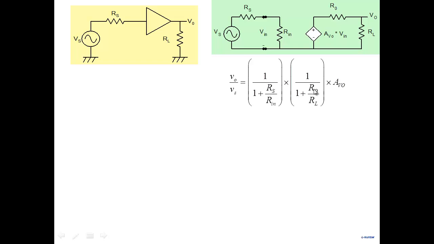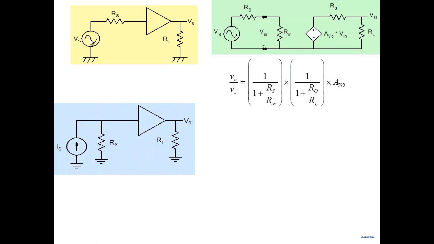And I want Ro much smaller than RL, so this factor becomes close to 1, and I'm able to get the gain that my amplifier is capable of, Av0. That's the highest gain that my amplifier can give. And that's the reason why we look for Rin much larger than Rs. That's a voltage amplifier.